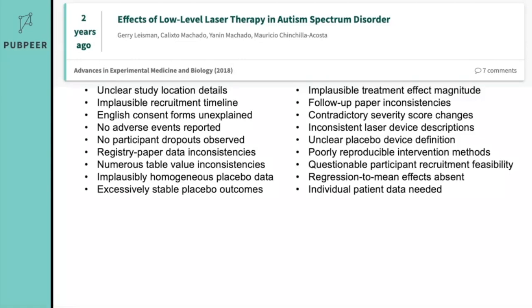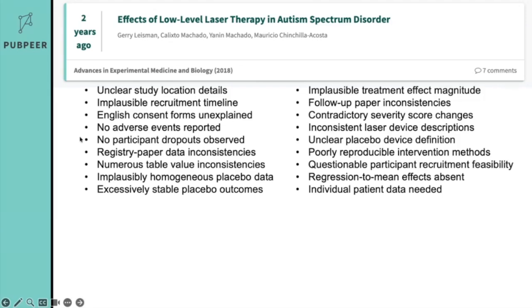Okay, they might be right, they might be wrong, but they are here. So actually you have to make your own judgment by reading the comments, but you can also read the response by the author. Here, there were some comments about an unclear study location, an implausible recruitment timeline, and a problem with English consent forms, while the study seems to have been done in Cuba. We will see this later.